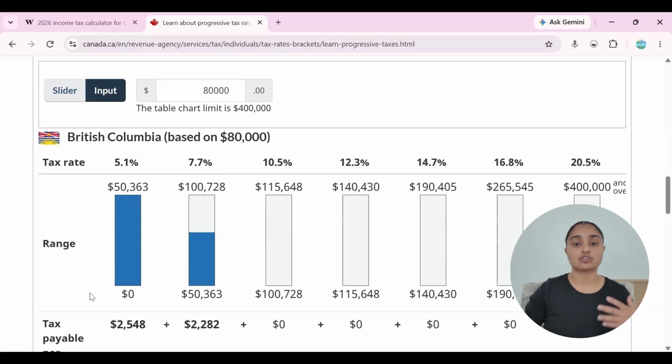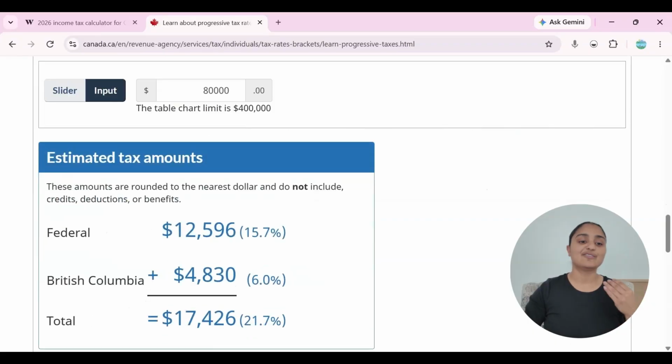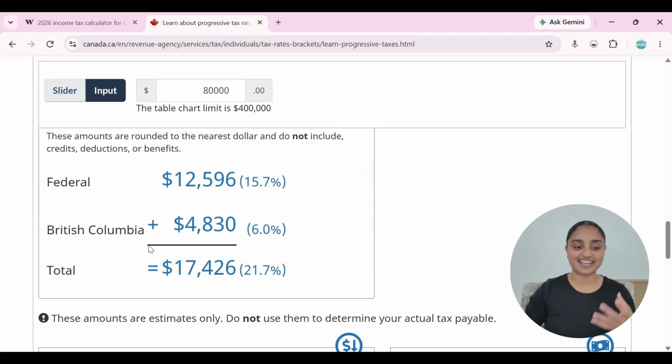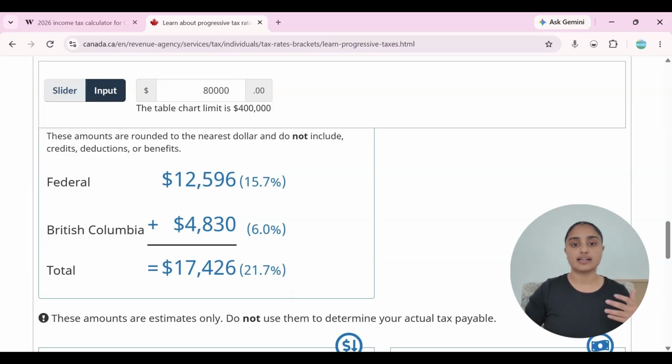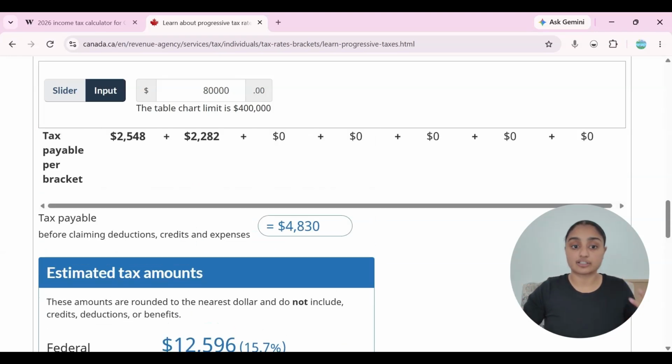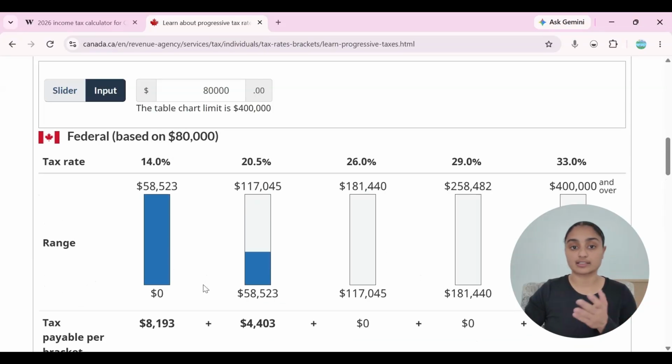And then your total tax that you pay, federal plus provincial, is these two numbers added together, which in this case was 17,426. Once you have a certain idea of how much tax you pay, you can just easily calculate it like this. But how it's actually calculated is usually in this way, where there are tax brackets.